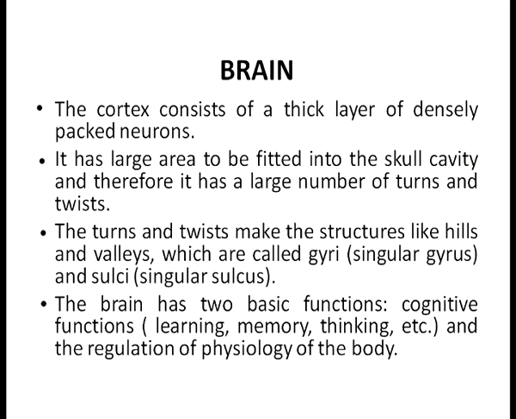The turns and twists that make structures like the hills and valleys that we just saw are called the gyri, in the singular gyrus, and the sulci, in the singular sulcus. The brain has two basic functions: cognitive functions, which are related to how you learn, memorize, or your thought process, etc., and the regulation of the physiology of your body.